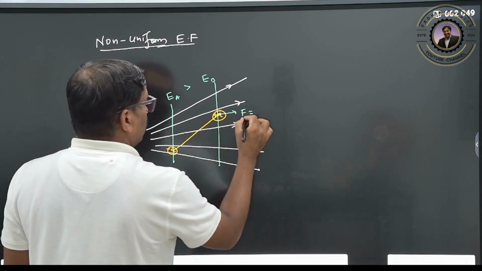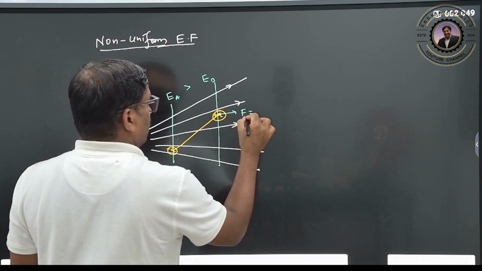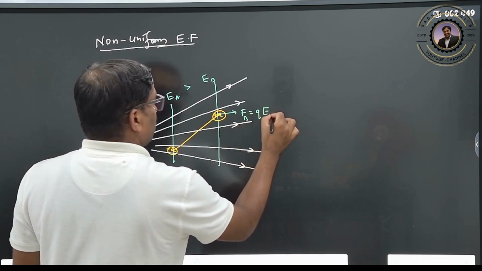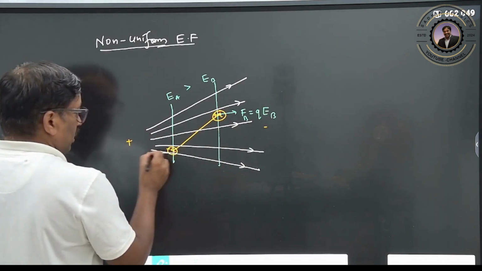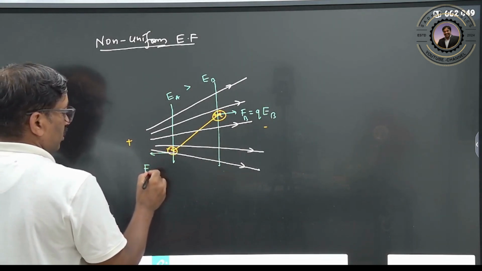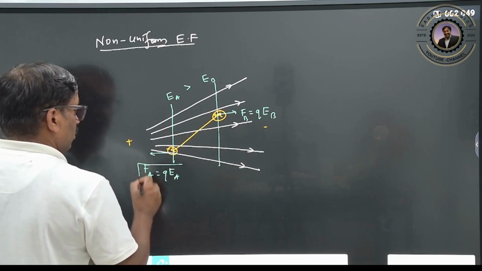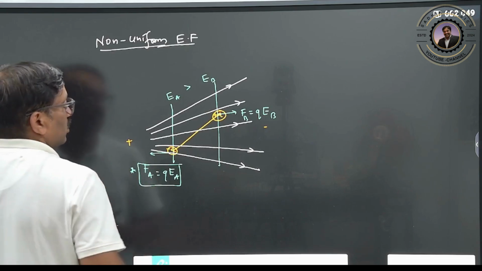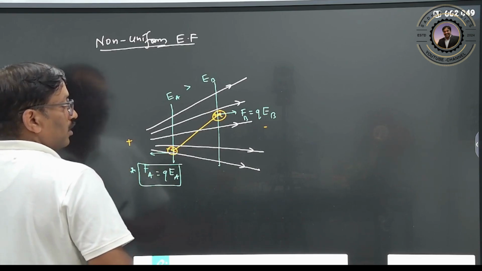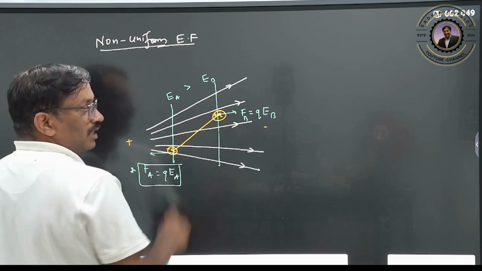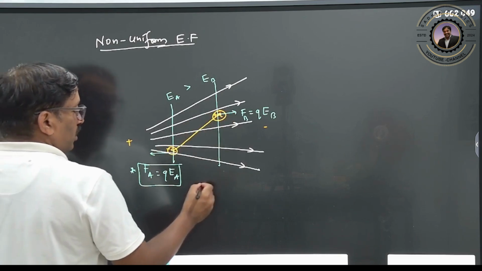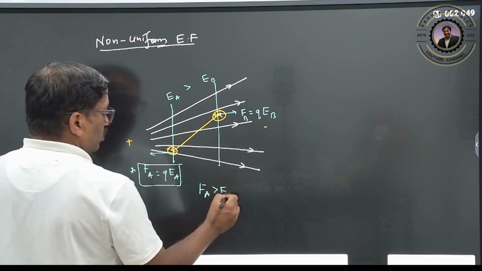F at B will be equal to Q into EB. And on this side it is also going to experience a force. F at A is Q into EA. So this is the force on the dipole. Clear? This force is more, this force is less. Therefore the force at A is greater than the force due to B.